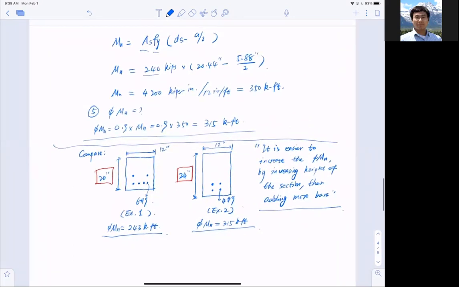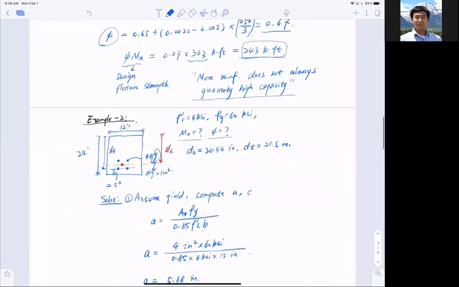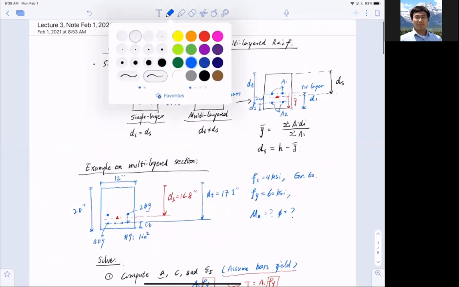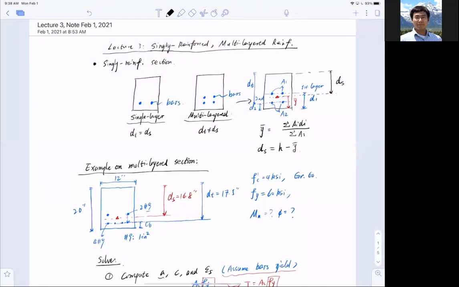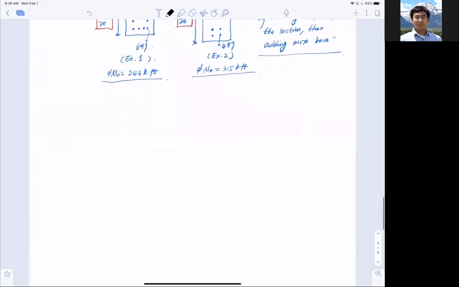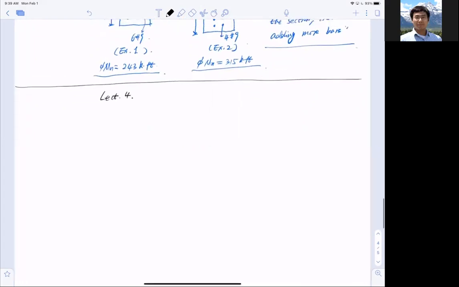All right, so this has gone through the singly reinforced multi-layer, and we went through the single layer last time. So I'm gonna start a little bit of lecture 4, but we'll not get into the example today, since we do not have enough time. Lecture 4 is the doubly reinforced section.